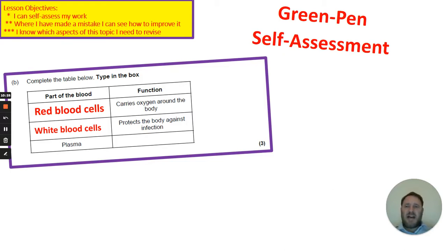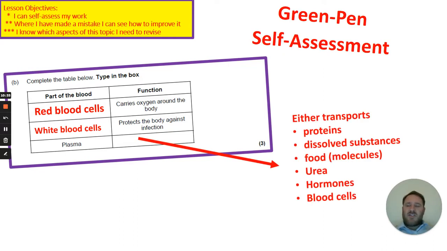The plasma though has lots of functions. It transports all sorts of things. So let's have a look at the list and see if you got one of these. So it can transport proteins, dissolved substances, food molecules, urea, hormones, or blood cells. So either one of those would get you your third mark there. So tick it if you got them right, correct it if you need to.